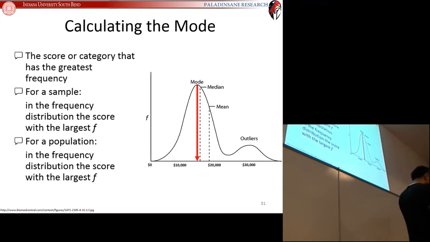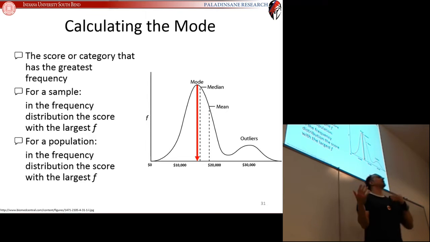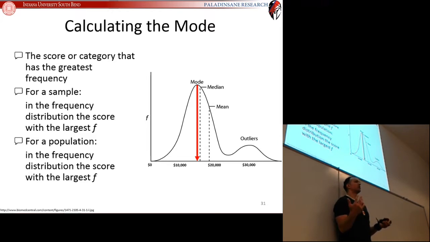All right, any questions on the basic ideas behind the calculation of these central tendencies?